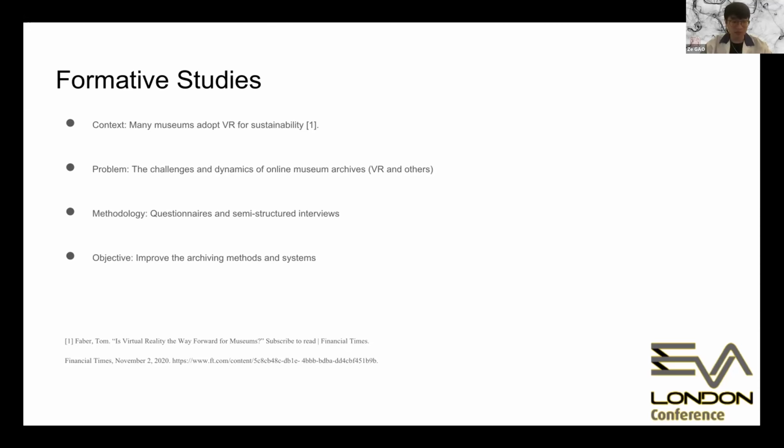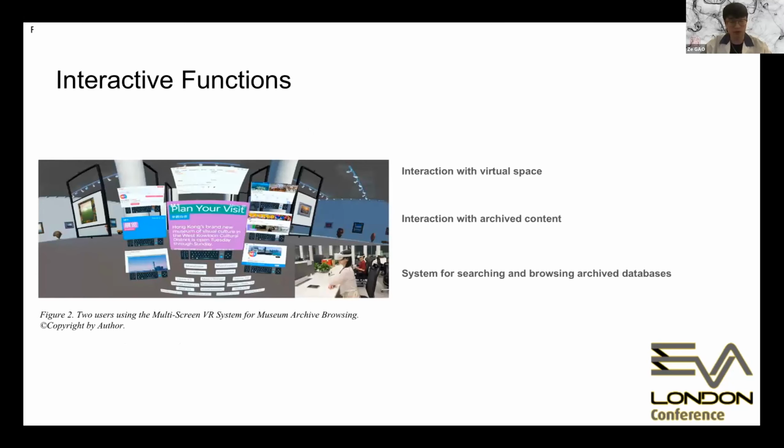For the methodology of this formative study, we did questionnaires and semi-structured interviews, and got a lot of really interesting feedback from the professional curators. The system we're building tries to improve the archiving method and the systems we use right now. And here are the interactive functions. The left side has a photo showing the VR information retrieval system.